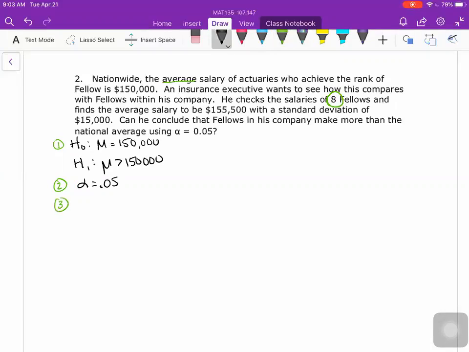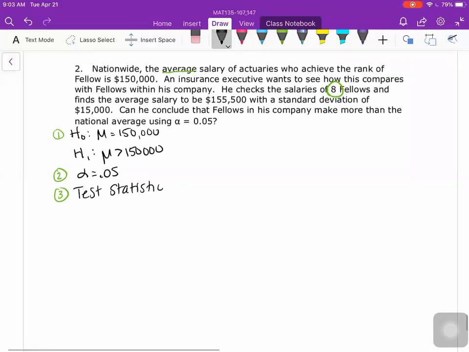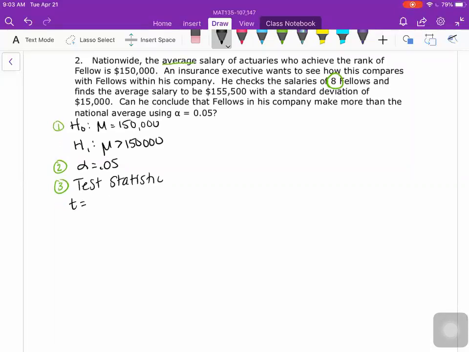Step 3, we calculate our test statistic. The formula for the test statistic when we're testing a claim about the mean is t equals x bar minus mu divided by s over the square root of n. Anytime we're testing a claim about the mean, we're going to use a t-test.